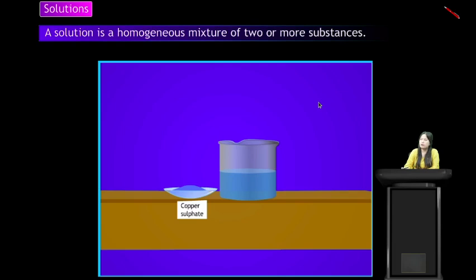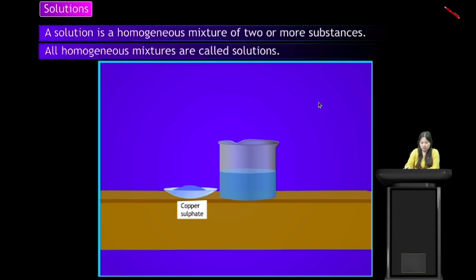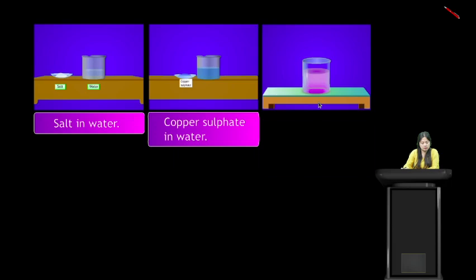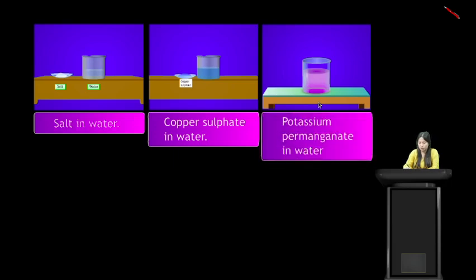A solution is a homogeneous mixture of two or more substances. All homogeneous mixtures are called solutions. Salt in water is a homogeneous mixture. Copper sulfate in water is a homogeneous mixture. Potassium permanganate in water is a homogeneous mixture. So all of these are examples of homogeneous mixtures. They can be written as salt solution, copper sulfate solution, and potassium permanganate solution. So a solution is a homogeneous mixture of two or more components.